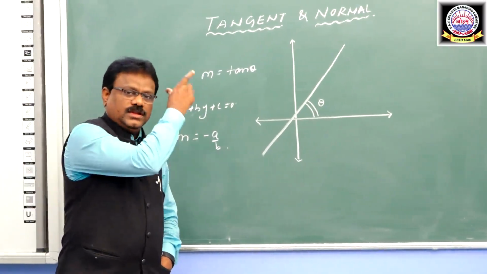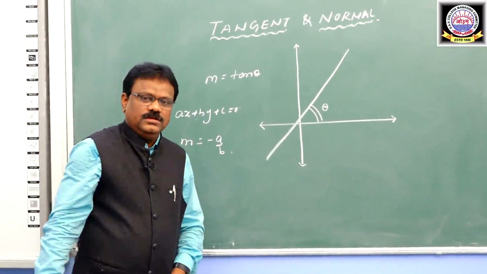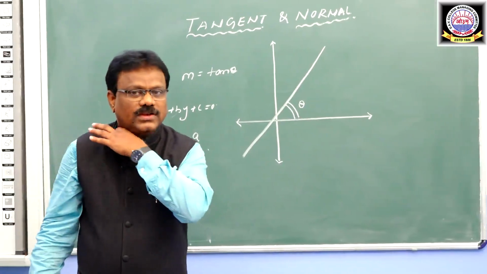I am showing this in this form. I am showing to you how it is coming. M1 into M2 is equal to minus 1.